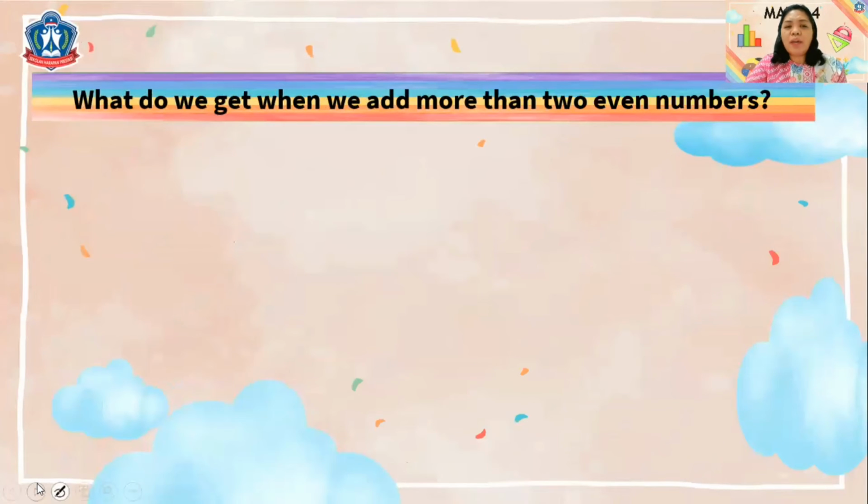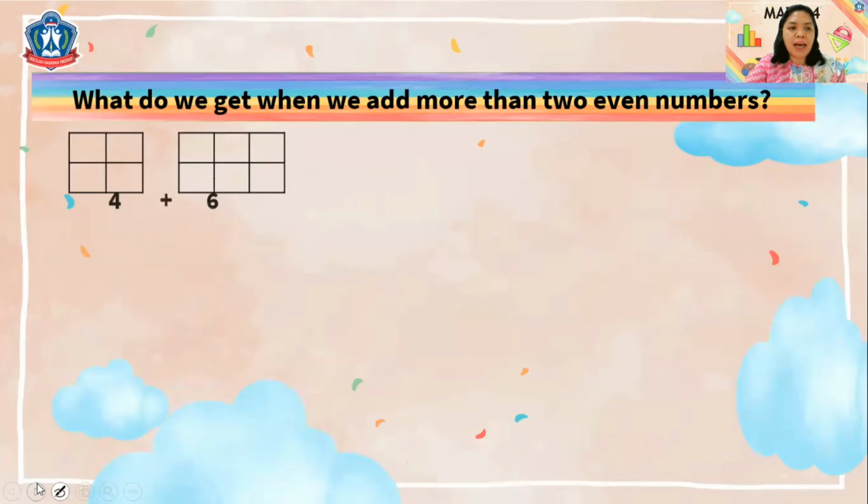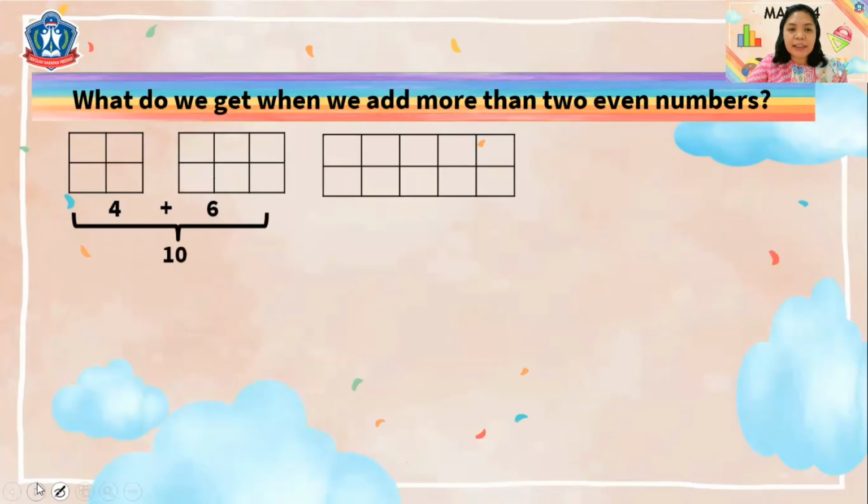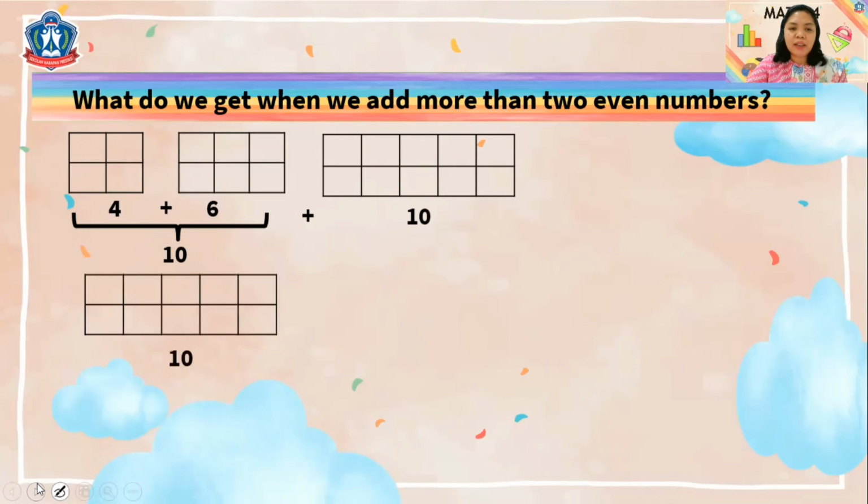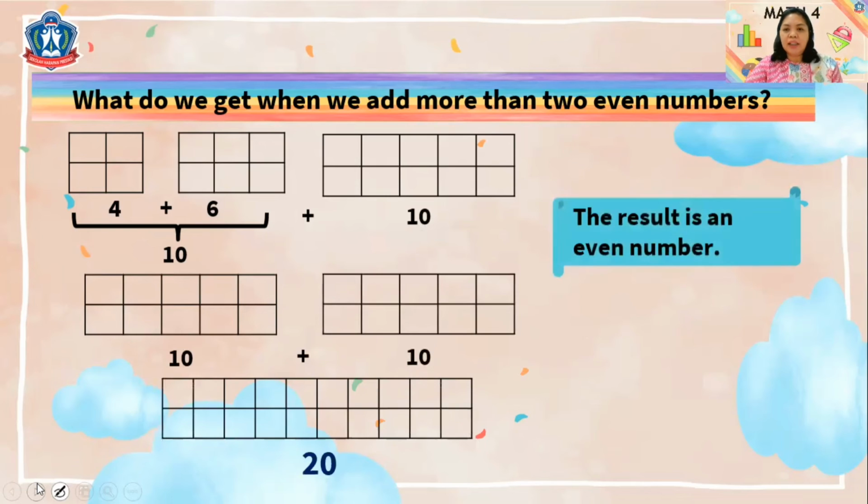Another. What do we get when we add more than 2 even numbers? So more than 2, let's say 3 even numbers. For example, we have 4 plus 6. And that is 10, right? 4 plus 6 is equal to 10. We will add another even number, that is 10. So we have now 10 plus 10. So 10 plus 10 is equal to, yes, 20. So 20 is an even number.